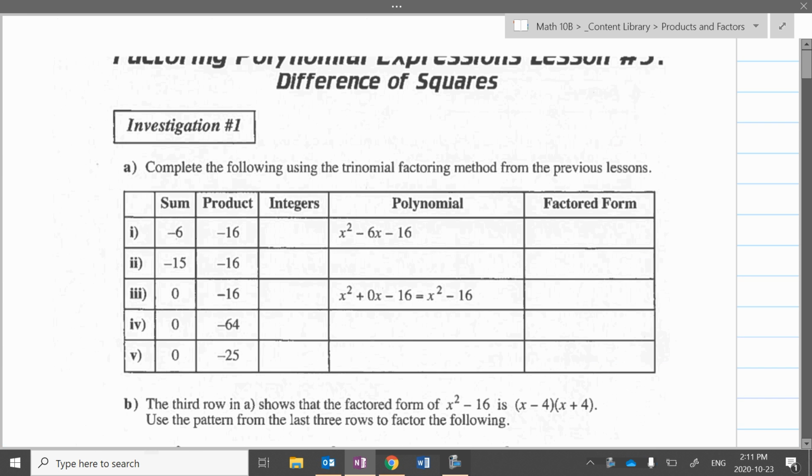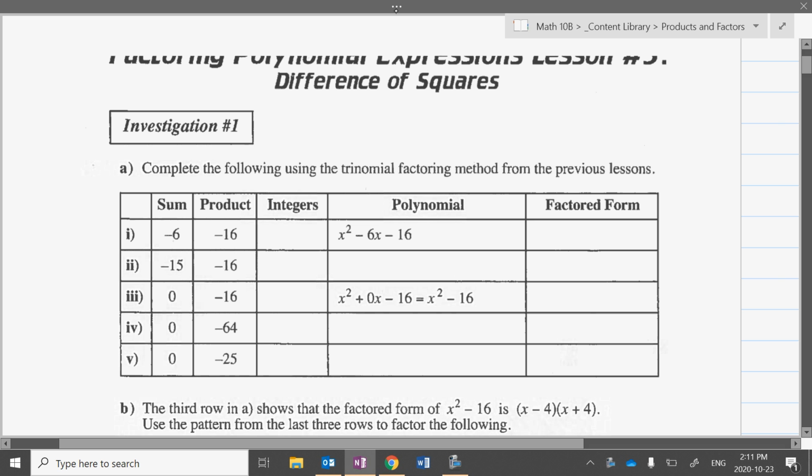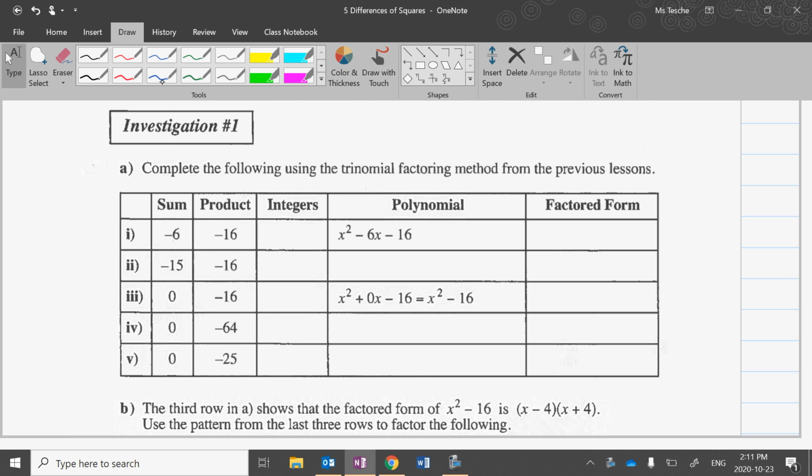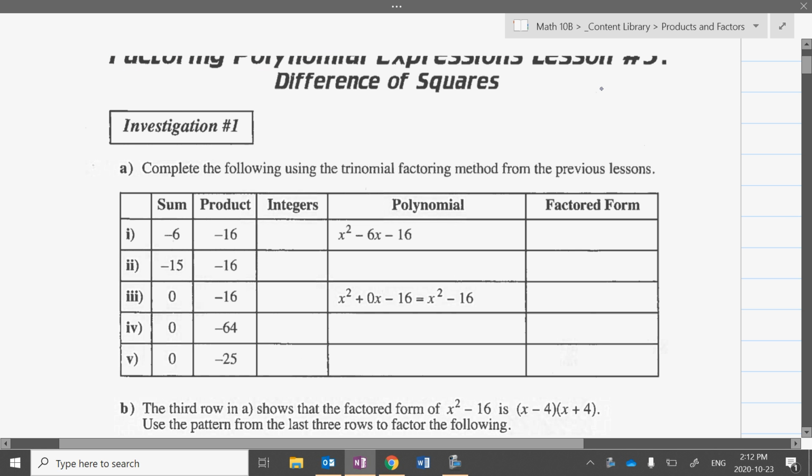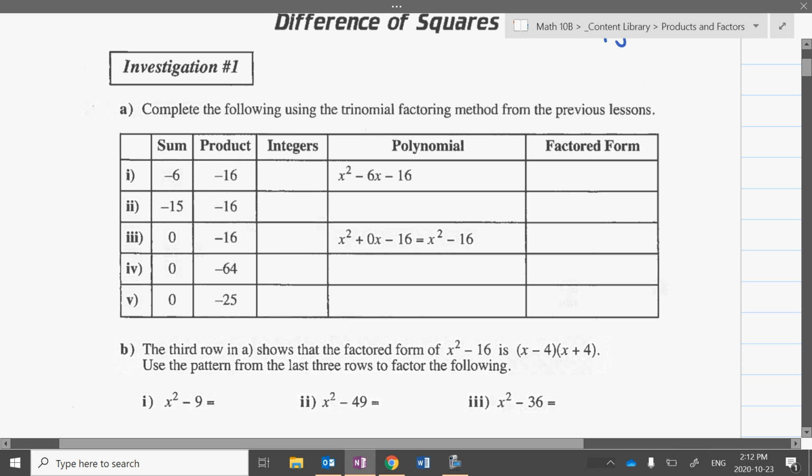So today we're talking about the difference of squares, which is another type of factoring polynomials. This is on page 347, I believe, or in that area. In these first ones, this is an investigation on the idea. We could have done this as a formal one, but we aren't.